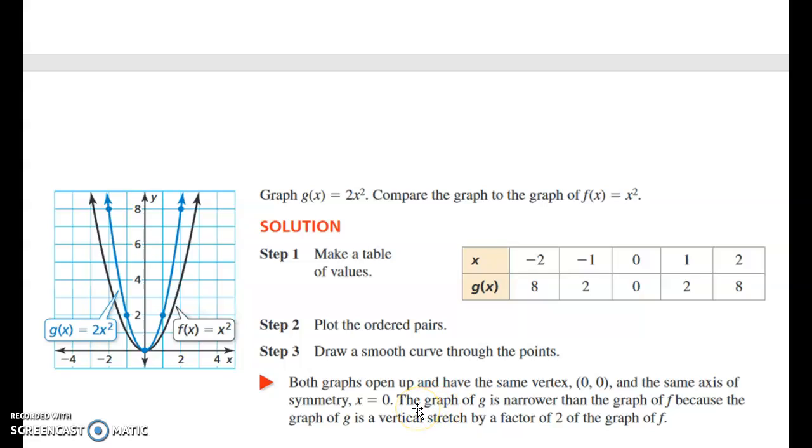And then finally, the graph of g is narrower than the graph of f because the graph of g is a vertical stretch. How much? It's a factor of 2 because there's a 2 in front of the x squared. All right? Now, that's how you would do this by hand, but on my third video, I will show you how to do that with Desmos.